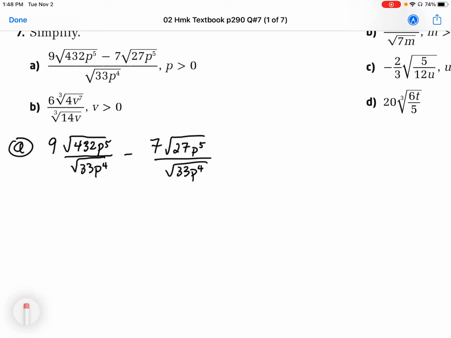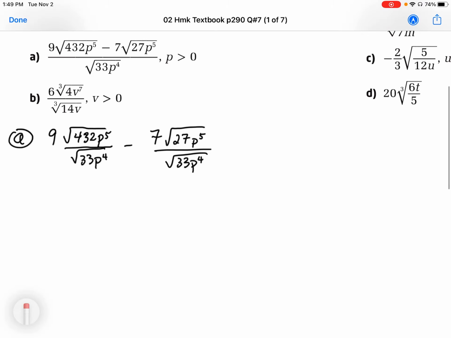Now we could try to simplify the numerator and then see if they add together and then simplify first. In this case, although it happens to work out, it's probably better to just distribute the division and see if there's common factors first. So that's what I've done here. I've distributed the division, and we have the term 9 and root 432p^5 over root 33p^4, and the same over here.